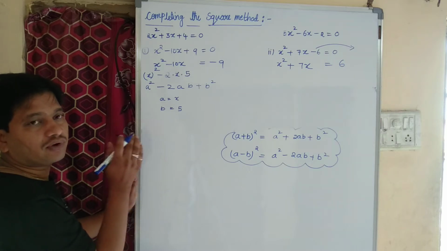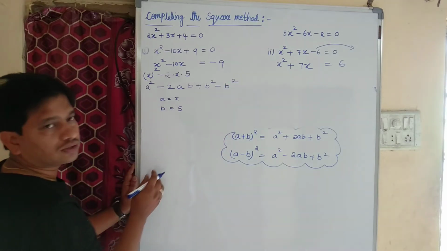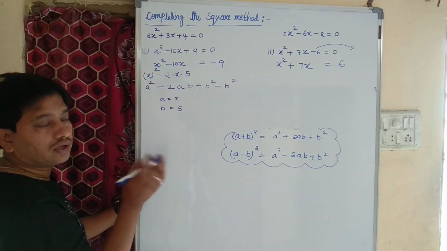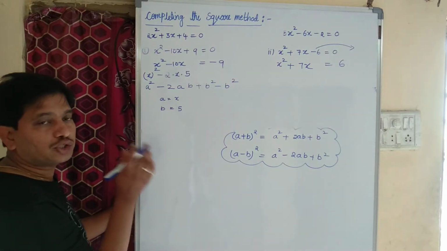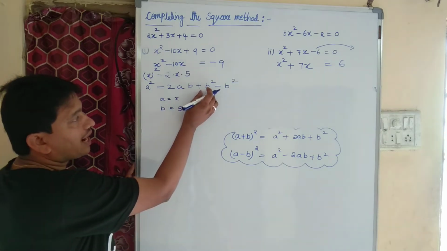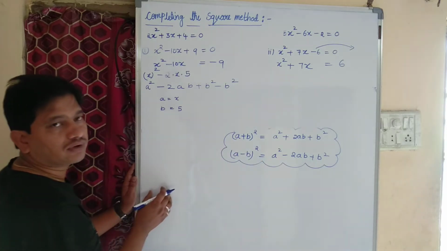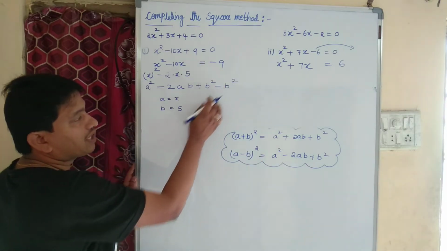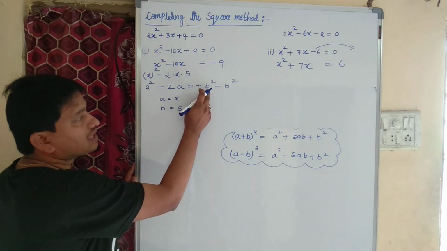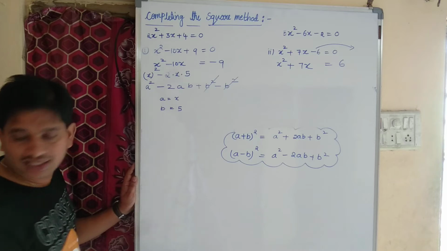But when we are performing the addition operation, at the same time we need to subtract also, because any manipulation you are doing should not affect the given quadratic equation. So why are we adding plus b square? To get into the form of a minus b whole square. Why are we subtracting b square? Once we add plus b square, at the same time we need to subtract b square, because plus b square minus b square gets cancelled.